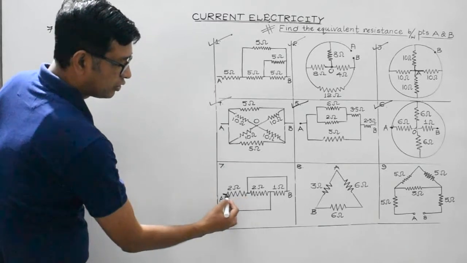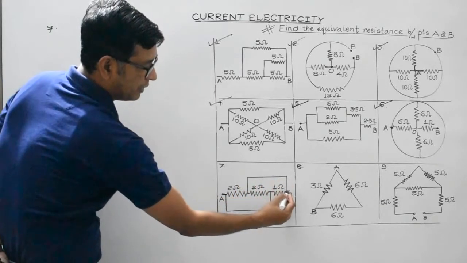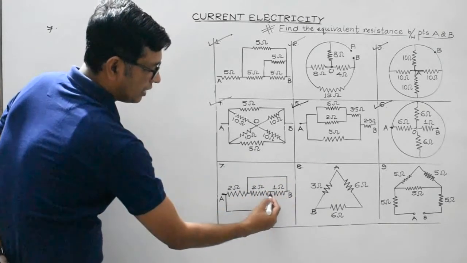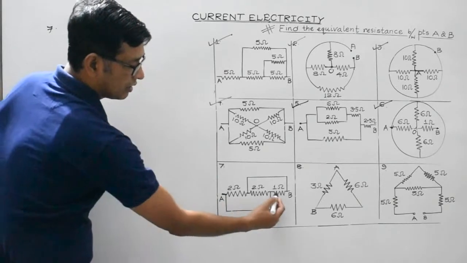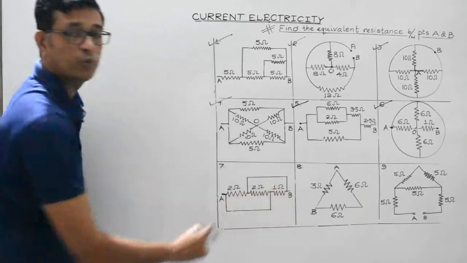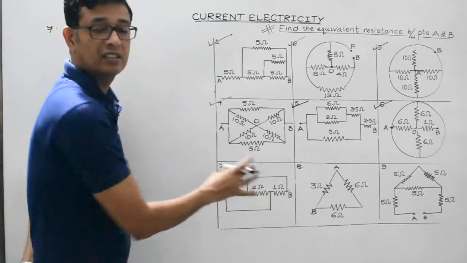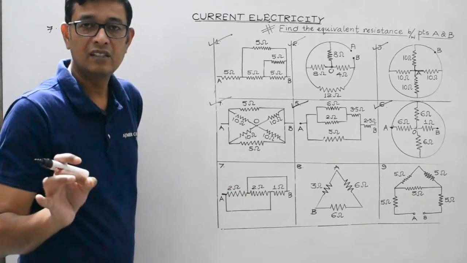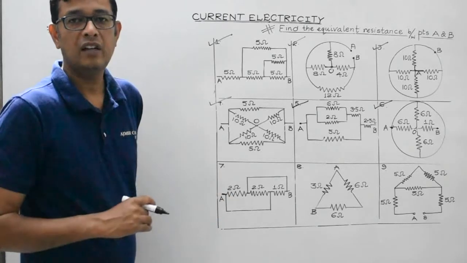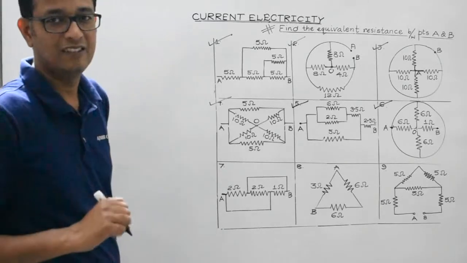So consider this resistor of 2 ohm. One end is connected to point A, the other end is connected to point B. Consider this 2 ohm. Its one end is connected to point B and the other end is connected to point A. Consider this resistance of 1 ohm. Its one end is connected to point A, the other end is connected to point B. So what I mean to say is that all the 3 resistances are connected between the same 2 points A and B.